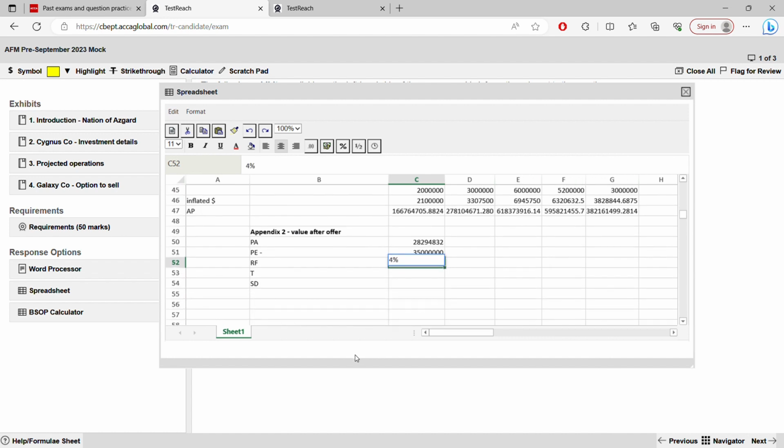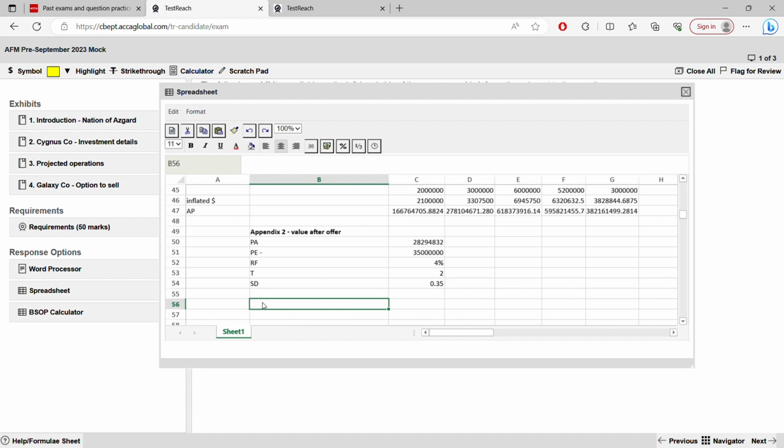And what's next? T, time. How many? 2 years, 2. Standard deviation 35%, so 0.35. So you have everything. Now what do you want to do?